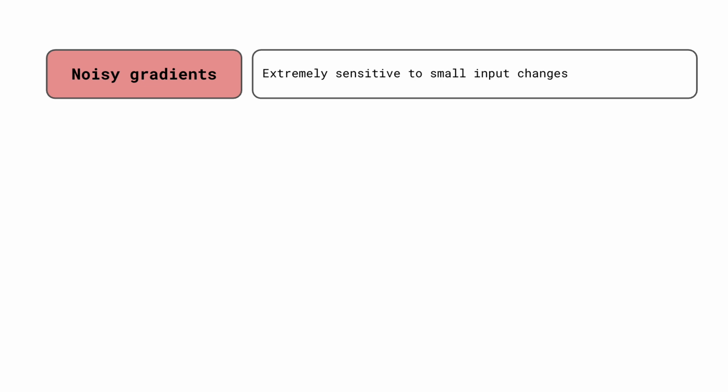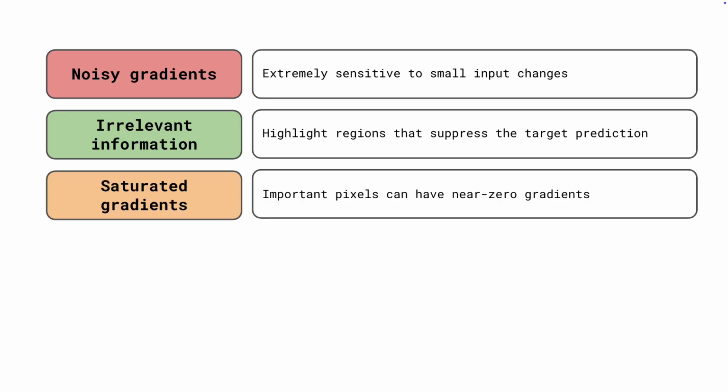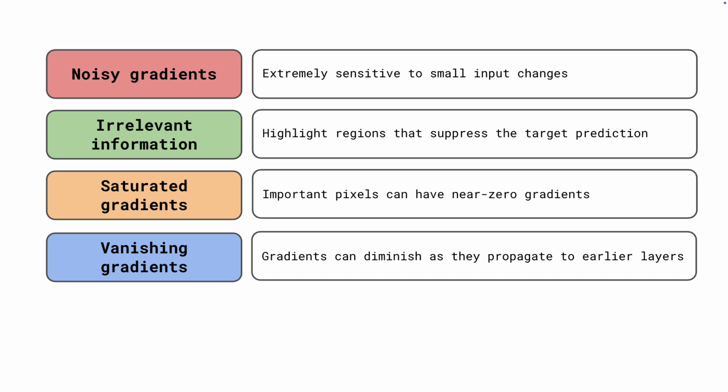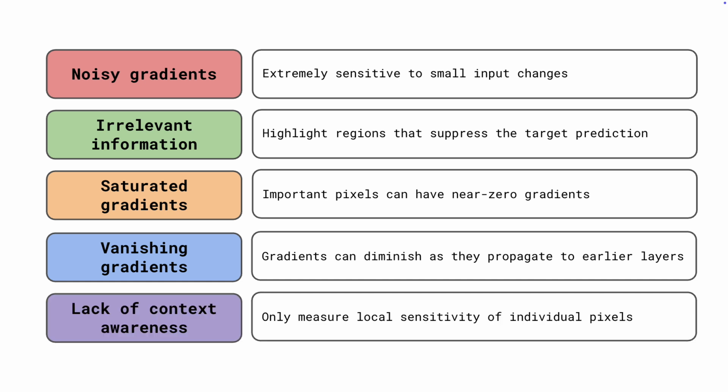In computer vision, many explainable AI methods are gradient-based. In understanding how these work, the best place to start is by looking at the raw gradients of a network. These are called vanilla gradients. And really, in this video, we are going to focus on the limitations of this method and how other gradient-based methods can start to address them. These limitations include noisy gradients, irrelevant information, saturated gradients, vanishing gradients, and a lack of contextual awareness.